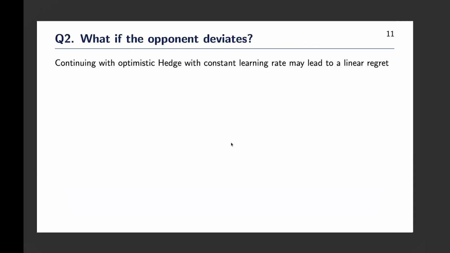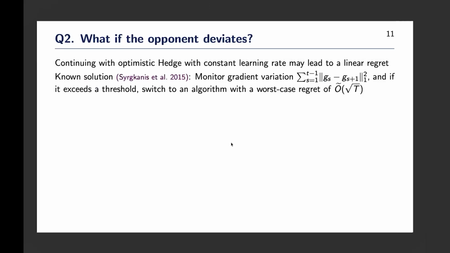And the second question was, what if the opponent deviates? As one can imagine, if we use a constant learning rate, then the player may suffer a linear regret because the learning rate is constant. There is one solution to this, to avoid this linear regret, which is that we monitor the gradient variation, and if it exceeds a certain threshold, we switch to an algorithm with square root regret. So this is one solution.